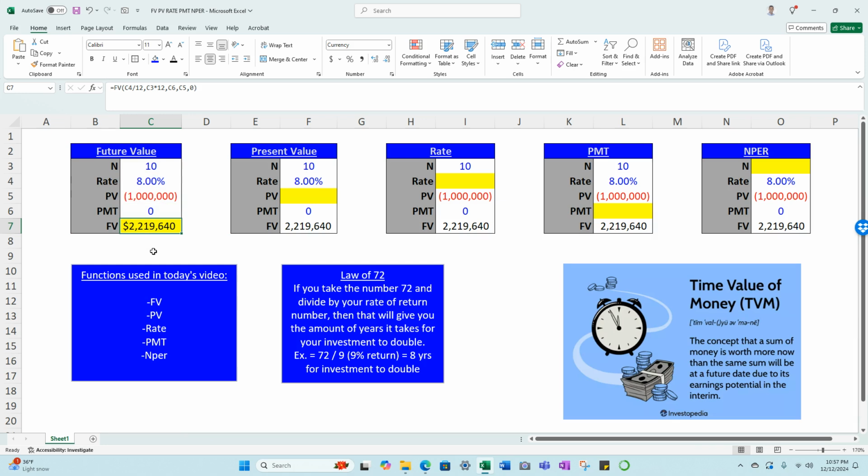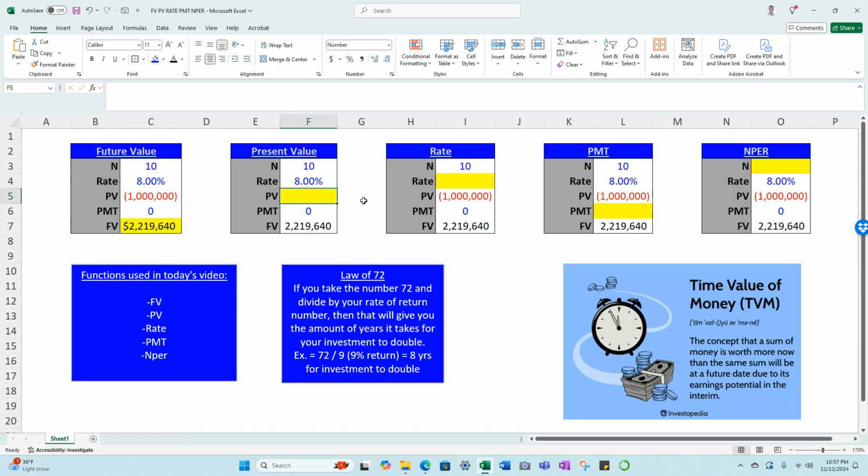So essentially this is saying that a $1 million investment with a rate of return of 8% over 10 years is going to be approximately 2.2 million. For each of these 4 other scenarios, I went ahead and plugged in the future value number of 2.2 million because we'll need that to calculate the various factors that we're going to go after.